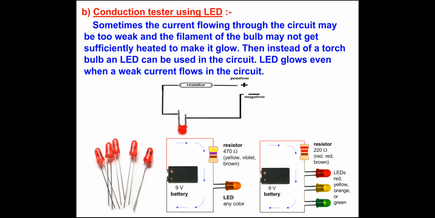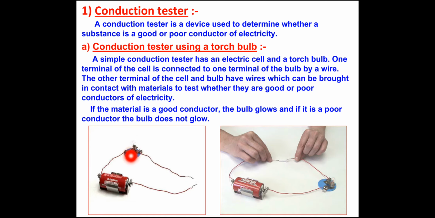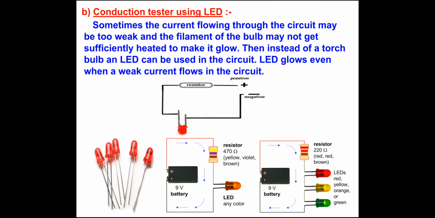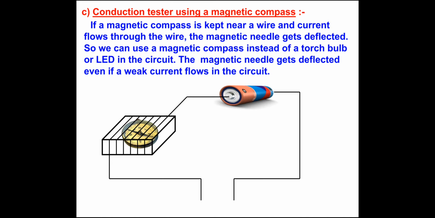Here it is shown. This is the torch bulb, and this torch bulb needs more electricity. If the electric current in the circuit is weak, this bulb will not glow, even if you have used a material which is a good conductor. But if we take the LED bulb, then our bulb will glow, and we can identify that the given material is a good conductor. If the LED bulb does not glow in the weak current, even though it is in good condition, then we can say the given material is a poor conductor of electricity.